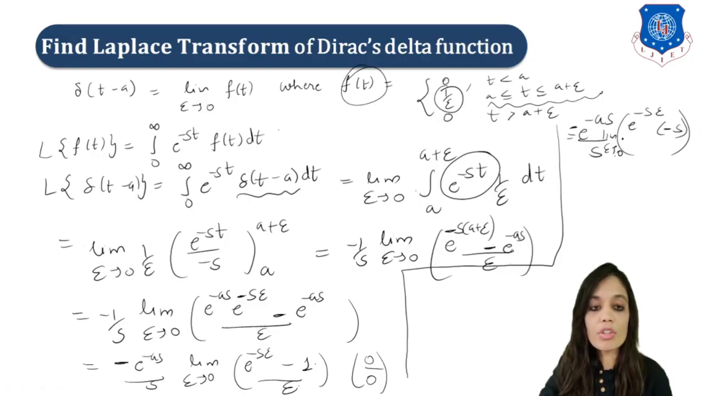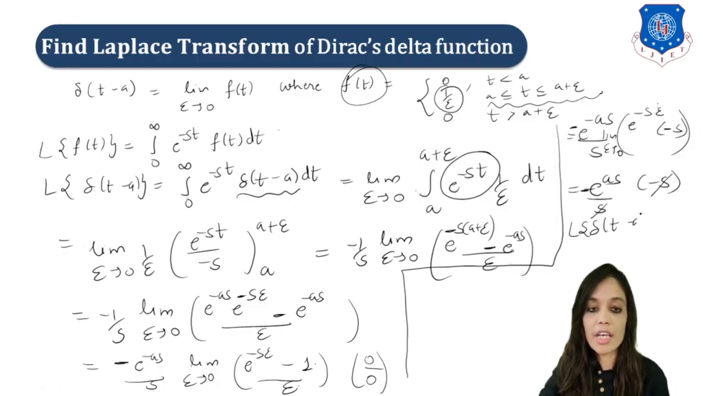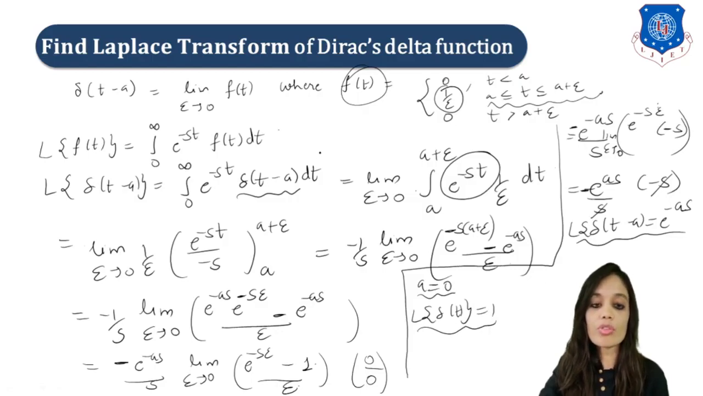So now let us put limit epsilon tends to 0. If you put 0, e raised to 0 will be 1. So only what will remain? Minus e raised to minus as upon s into minus s. Now you can see this s and s will get cancelled out, minus minus plus. So Laplace of delta t minus a will be e raised to minus as. Now if you take a as 0, right, then Laplace of delta t will be equals to 1. So these both formulas you have to remember.